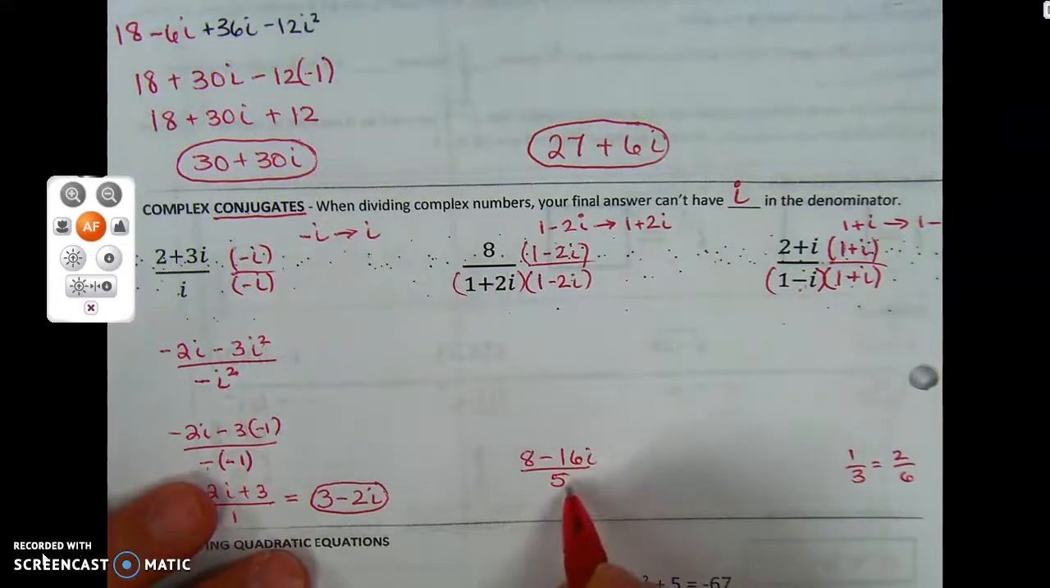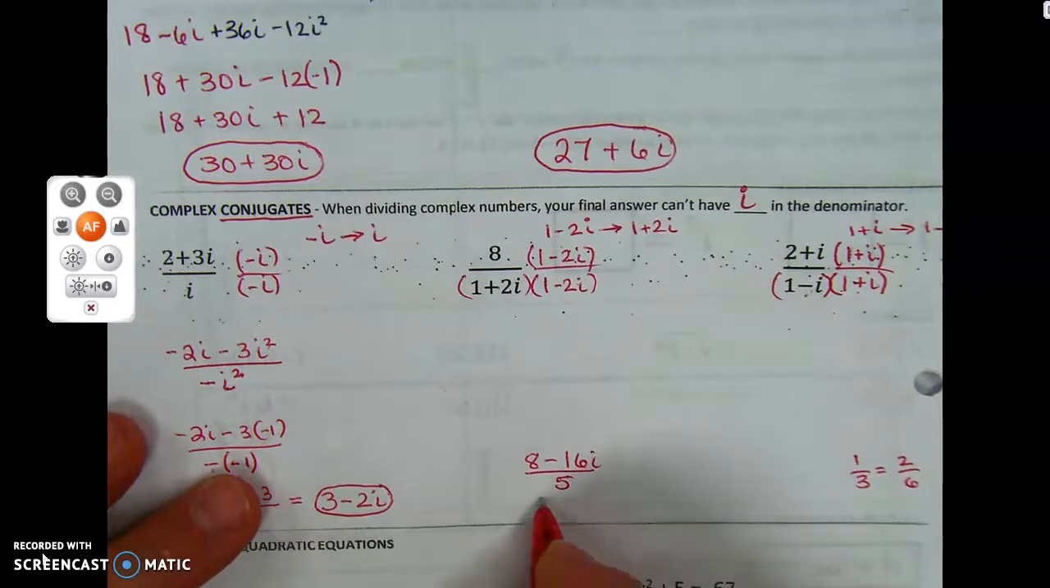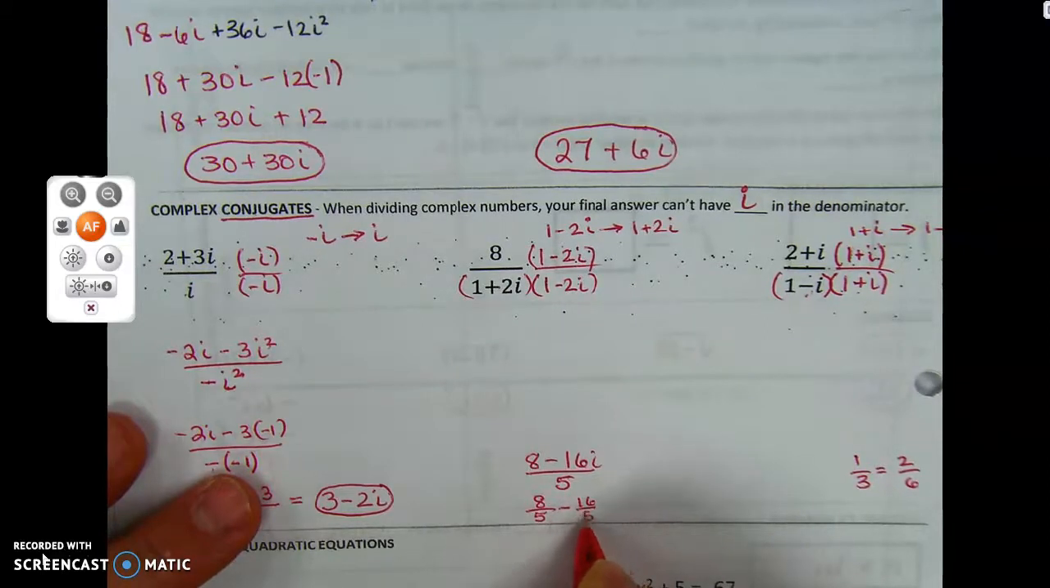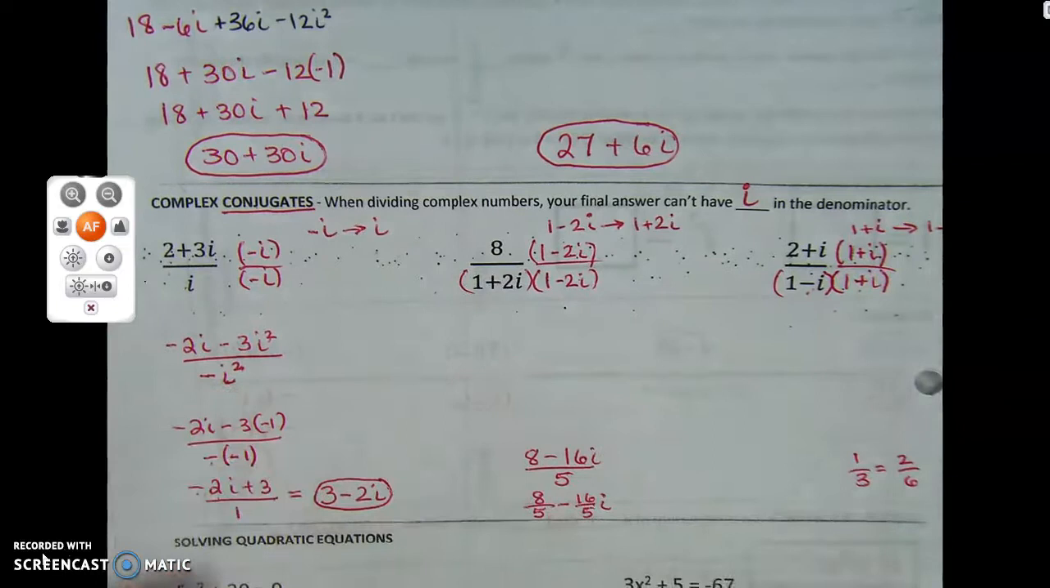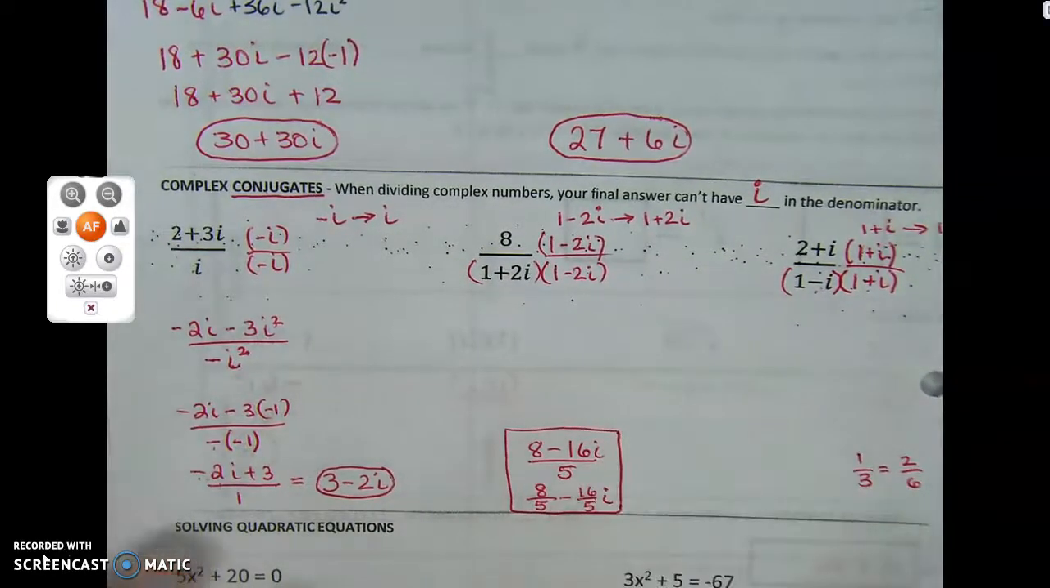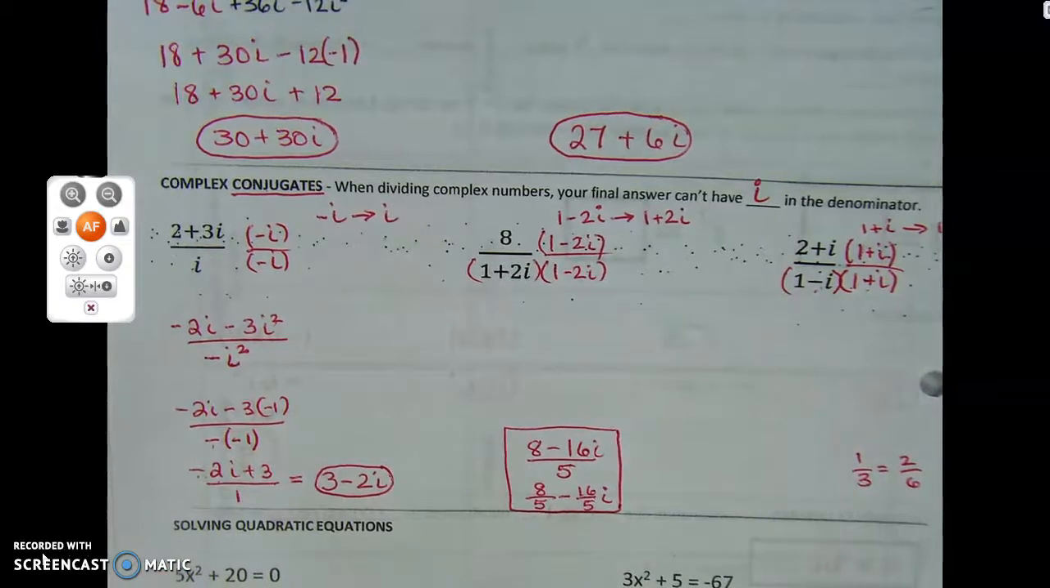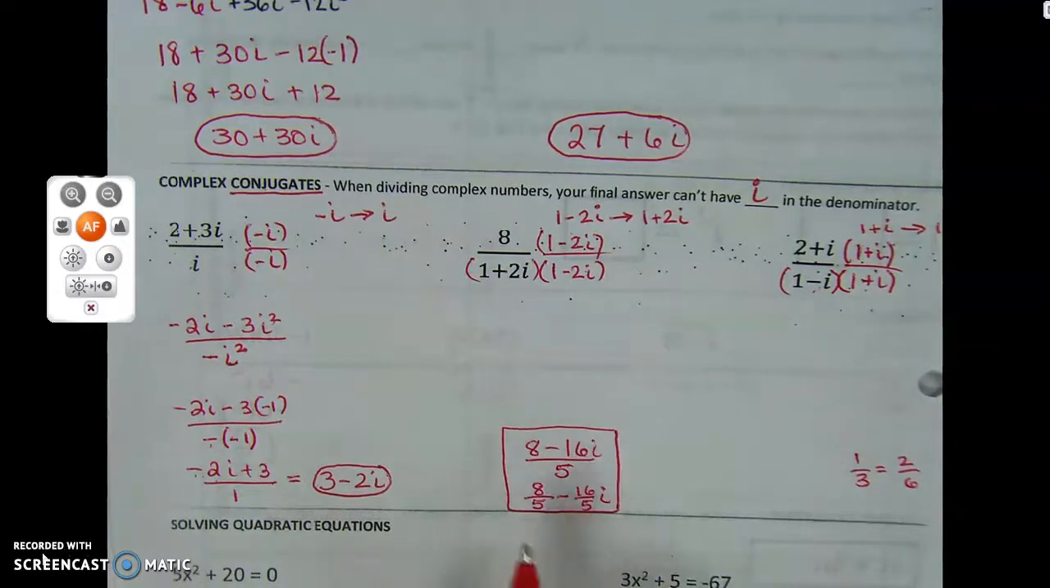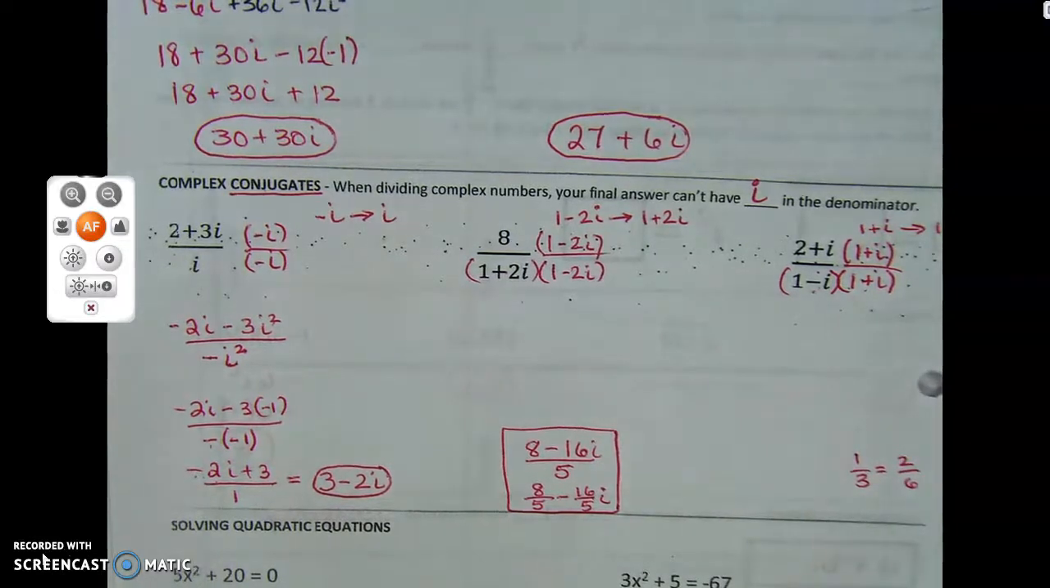And you got 8 minus 16i over 5. Now, if you're using your calculator, it's probably going to give you 8 over 5 minus 16 over 5 times i. Okay? Those are the exact same answer. Now, actually, your calculator will probably give you decimals first, but then you can hit the button that says change it to a fraction. So anyway, these are the two answers. All right?